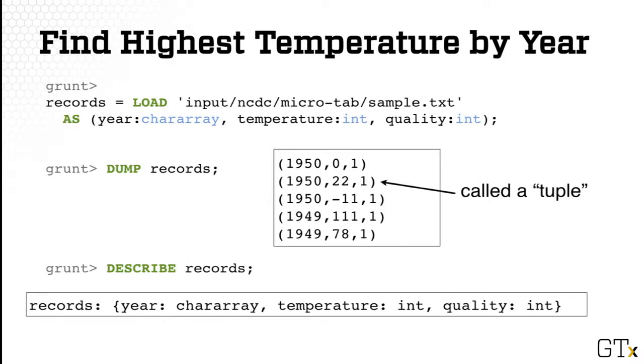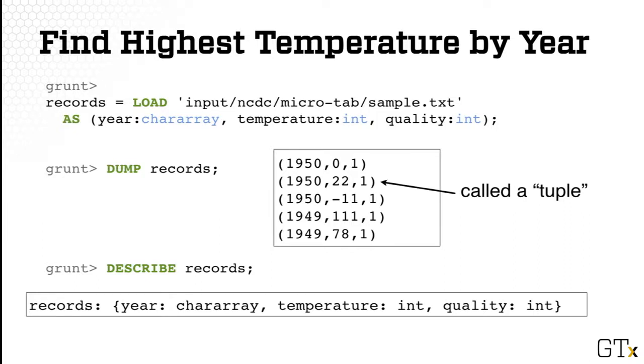Here, from each row of the file, you are loading 3 data values. The first one is year, which is a character array or string. The second is temperature, which is an integer. The third is air quality, also an integer. You will assign the name records to these loaded data records.